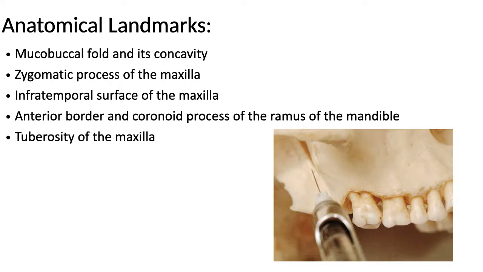The anatomical landmarks for this block include the mucobuccal fold and its concavity, zygomatic process of the maxilla, infratemporal surface of the maxilla, anterior border and coronoid process, the ramus of the mandible, and tuberosity of the maxilla.